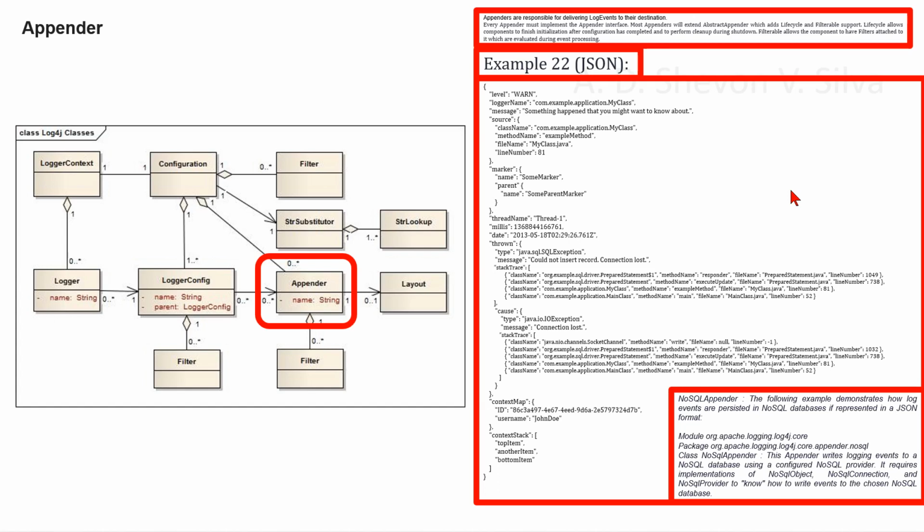We recommend you review the source code for the MongoDB and CouchDB providers as a guide for creating your own provider. The following example demonstrates how log events are persisted in NoSQL databases if represented in JSON format.